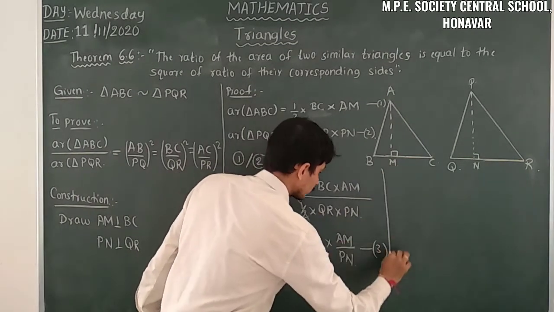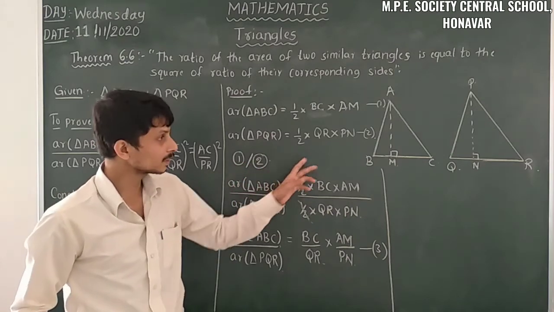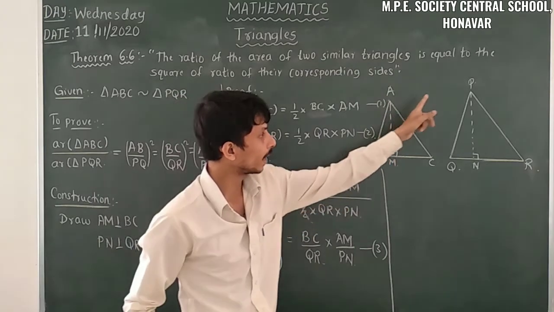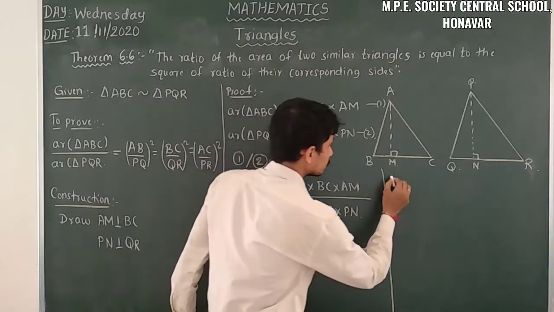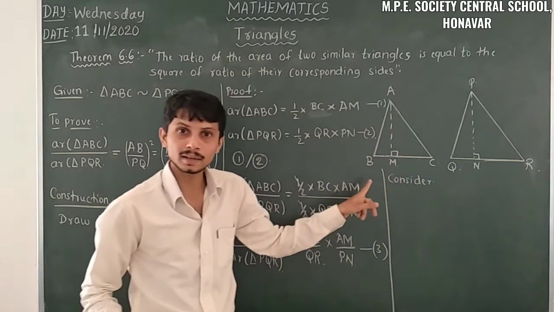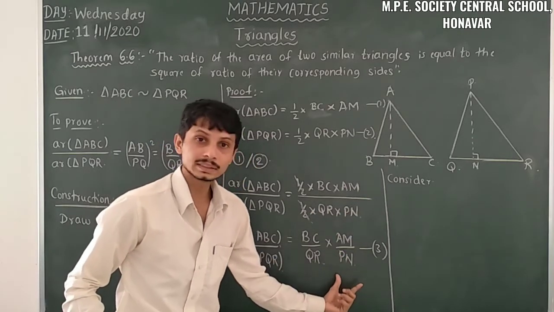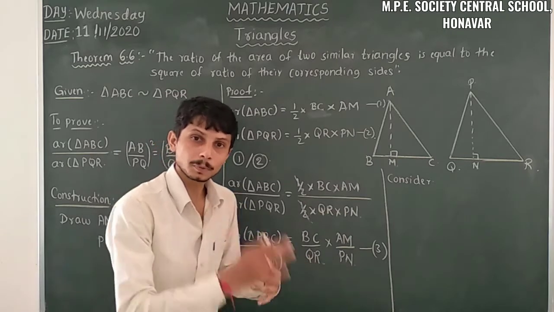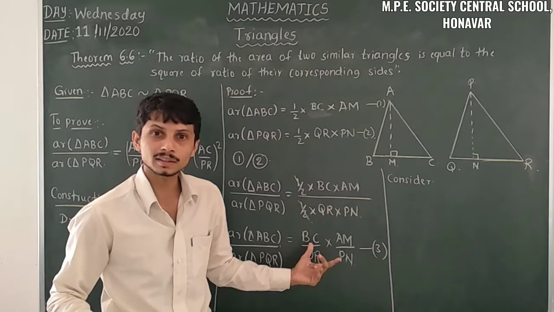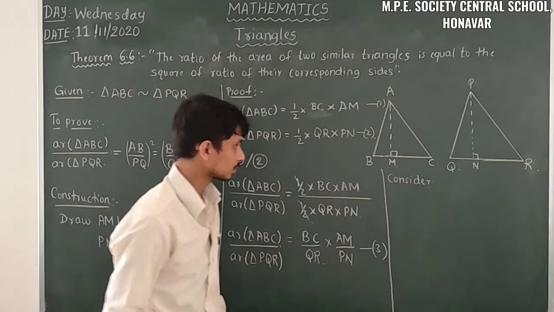For that, we have to take some of the triangles. Firstly we have to take this triangle, that means ABM and PQN. I will consider this triangle because we have to change this one. Firstly we have to prove that those two triangles are similar. After that we have to take the condition for corresponding sides. So let us take that one.